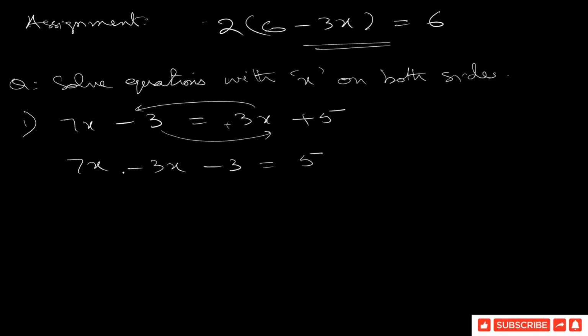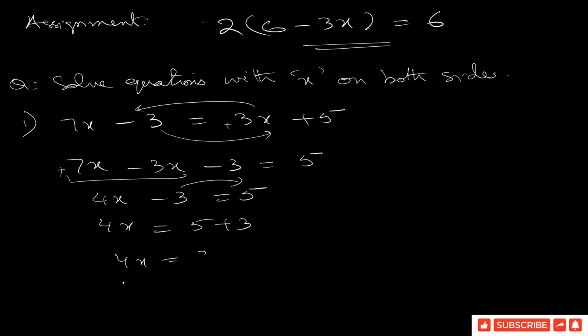So we first solve 7x minus 3x, which becomes 4x, because 7 minus 3 is 4. The equation is 4x minus 3 is equal to 5. Now 3 goes to the other side. So 4x equals 5 plus 3, which gives 4x is equal to 8, and x is equal to 8 by 4, which means 2, because 4 times 2 is 8. Okay, so this is the way we solve equations with x on both sides.